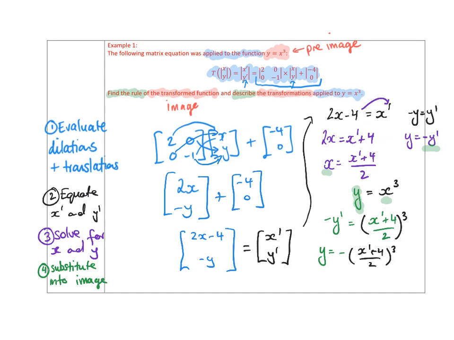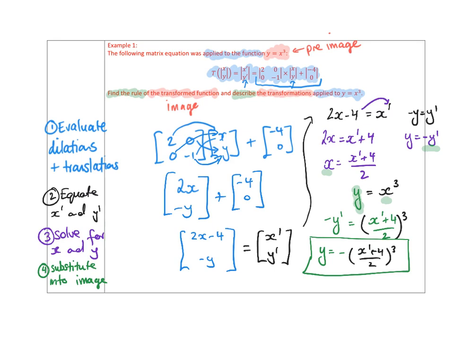However, there are two parts to this question. We found the rule of the transform function, which we know is the image, and we can see that here. But we also now need to describe the transformations applied to y equals x cubed. Now, looking at my image, this is certainly possible, although somewhat difficult. If we look at the matrix for the answers though, we know that we can't have made a mistake. The question isn't going to be wrong, but my working might be.